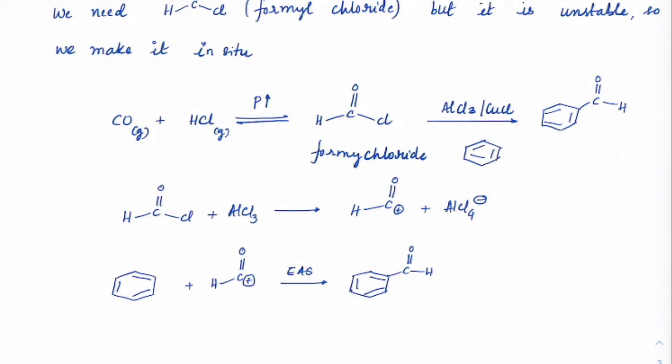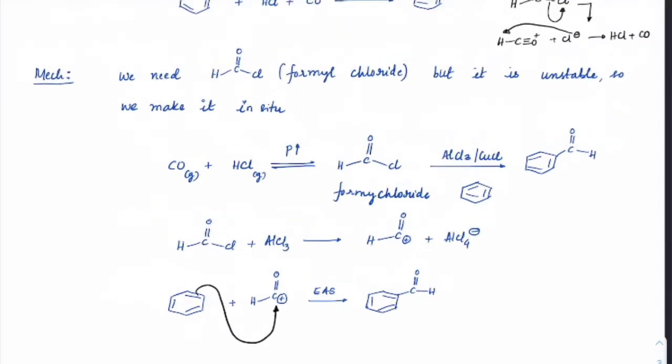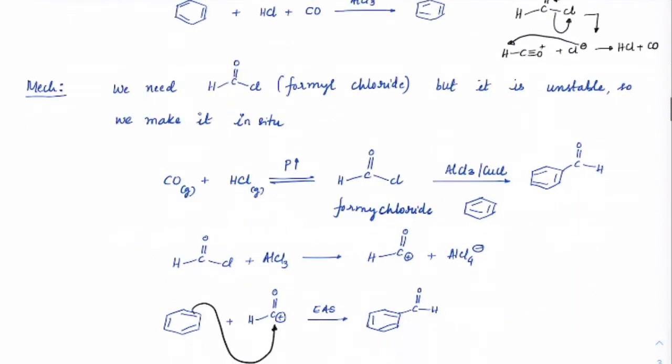The reaction is pretty much electrophilic aromatic substitution. HC double bond OCl added with AlCl3 might form an intermediate which will act like an electrophile, and we expect electrophilic aromatic substitution to take place here. So I guess the Gattermann-Koch reaction is clear.